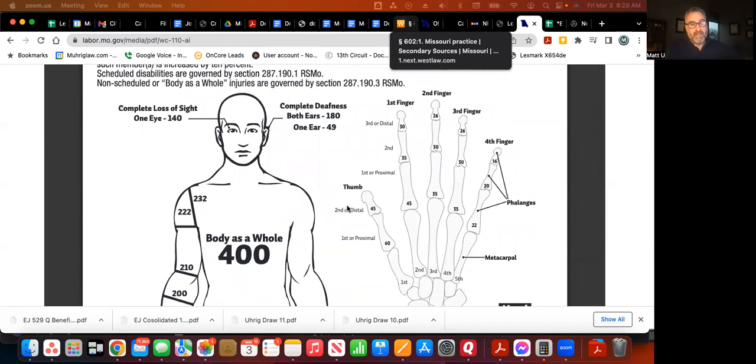Now, if you're totally disabled and not able to work anymore, it's a completely different calculation, and we're not going to talk about that right now.